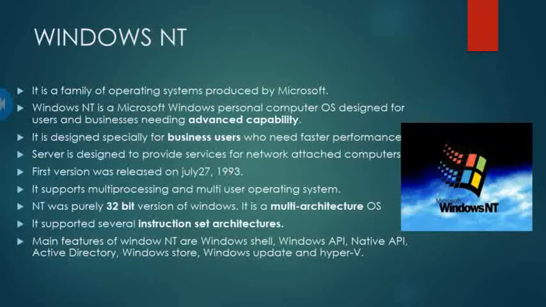Windows NT was a purely 32-bit version, and it is a multi-architecture operating system. It supports multiple instruction set architectures, and the main features of Windows NT are Windows Shell, Windows API, Native API, Windows Store, Windows Update. So these all were the features of Windows NT.